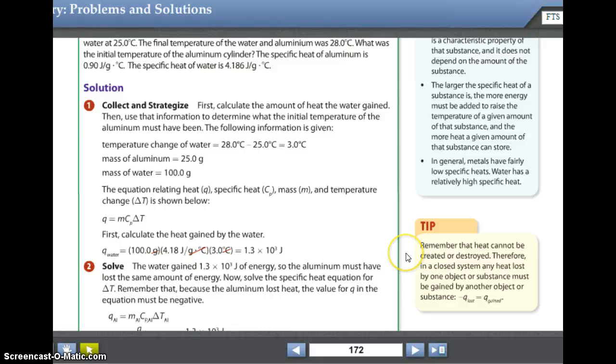Tip: remember that heat cannot be created or destroyed. Therefore, in a closed system, any heat lost by one object or substance must be gained by another object or substance. So the negative Q, which is lost, equals the Q, which is gained.